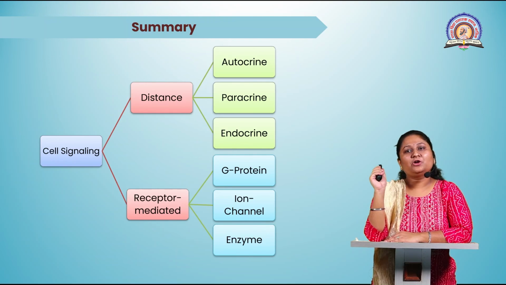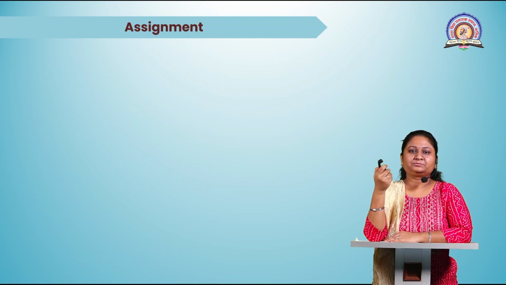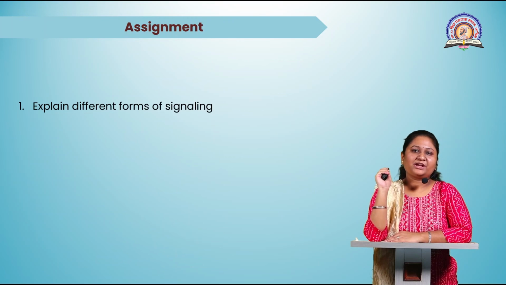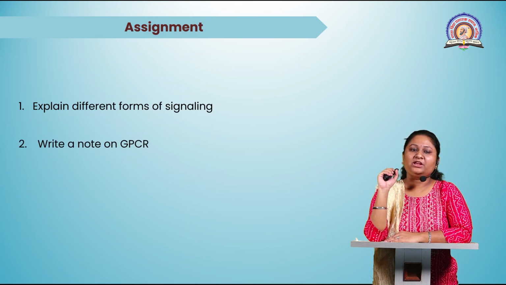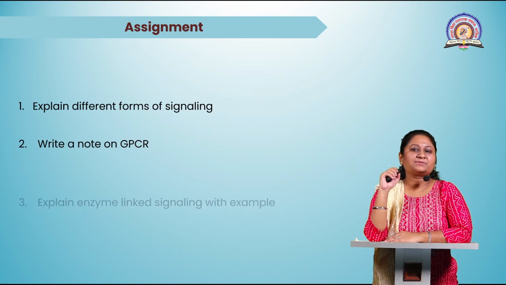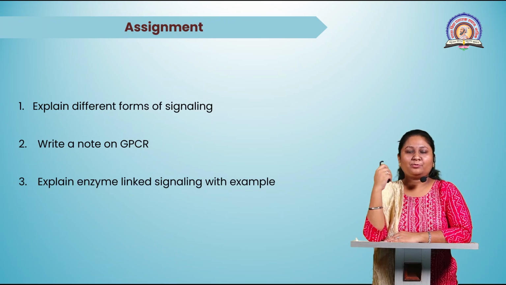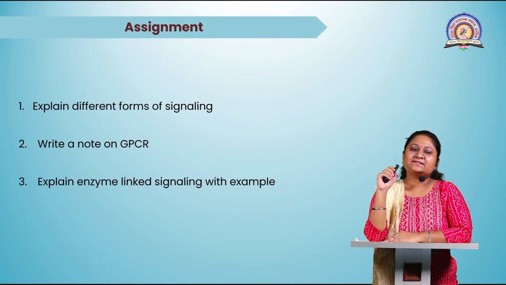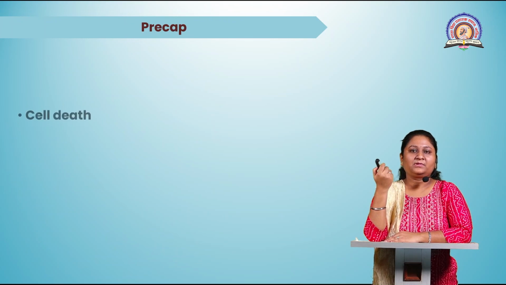So this is the basics of cell signaling. There is an assignment for you. I need all of you to explain different forms of signaling, then write a note on GPCRs based on what type of structure G proteins have and what type of signaling they bring about, and lastly explain enzyme linked signaling with examples.